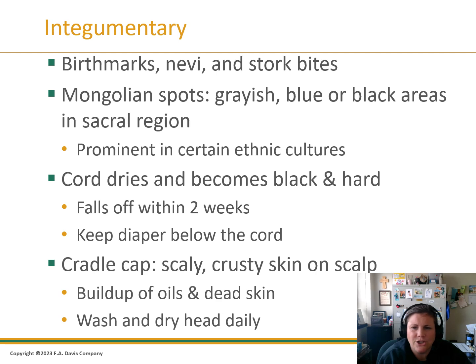They tend to look kind of like a bruise. They're like grayish, blue or black almost, usually in the sacral region, so above or on the buttocks area. And again, we see them most often in these certain ethnic cultures. Whereas nevi is like the brown birthmark that forms.